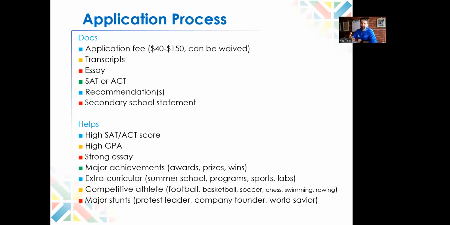So they are looking for, you know, simply going to classes and getting good grades is not enough. You want to show other things. They call it a rounded personality, and I'll talk about that in a minute, but they want to see more things. So competitive athletes, maybe military service, maybe, as I said, some major stunts, like maybe a social activist or business company founder, or, you know, like a world savior, as I say, maybe something related to an ecological movement and things like that.